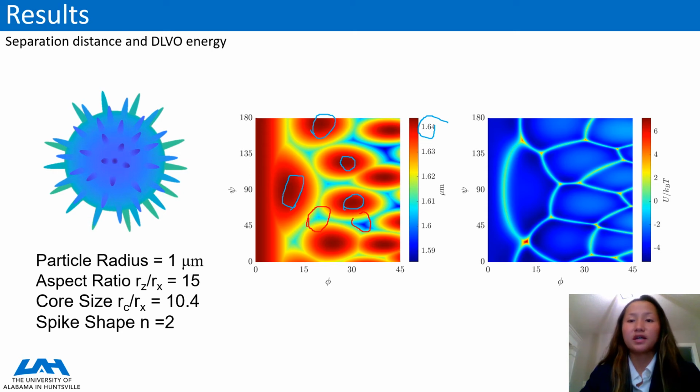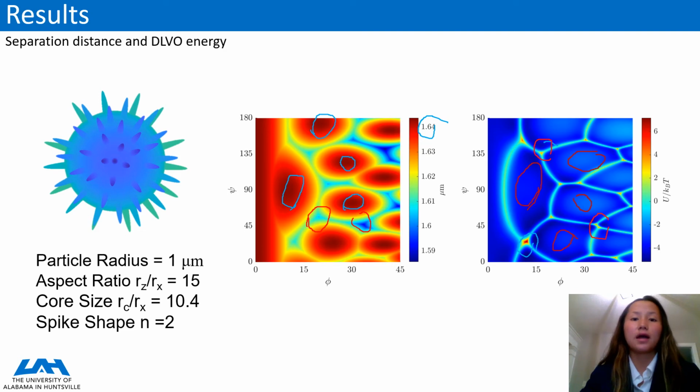This graph correlates with the DLVO energy landscape here on the right, which measures the potential energy of these interactions in kT, and also is plotted as a function of phi and psi. So here where I circled these dark red spots, we also have these same spots. And where I'm circling here is also where only one spike is touching the surface perpendicular. But these spots here in the middle are where the particle is having multiple spikes touch, just like in the separation distance graph.